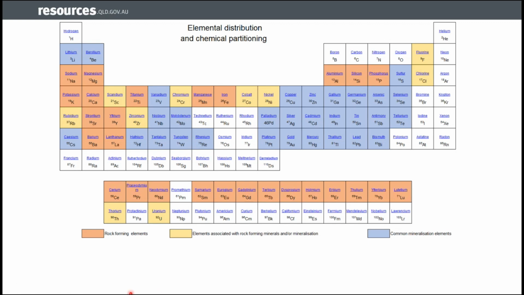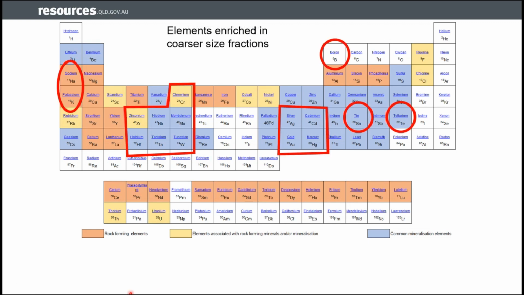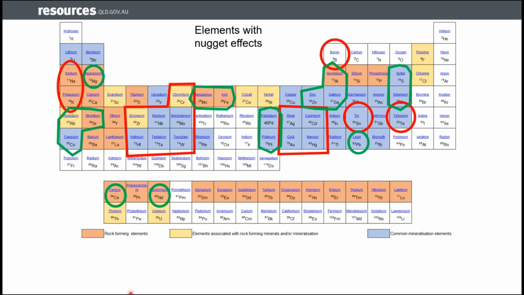This is a table that you've seen before, and when we plot that onto there, plus the ones with nugget effect, we find that about half of these elements occur within the coarse fractions in rock-forming minerals. This has significant implications. It means that when we explore for critical metals, we can't just blindly take one sample, minus 80 mesh, and analyze for everything, and then expect the results to come true, because you will miss a lot of this critical metal if we use that method.